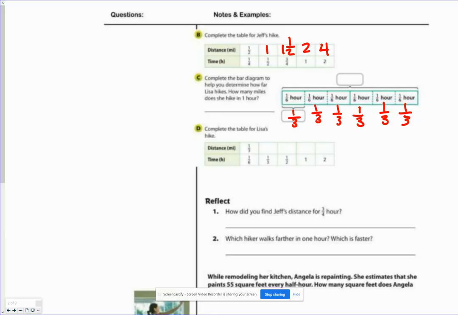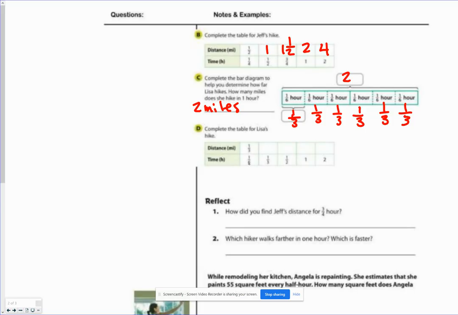Okay. Well, how far is that? Well, 1/3 plus 1/3 plus 1/3. That is how far? That's 1 total mile. So that must mean that these 3, 1/3 plus 1/3 plus 1/3, equals 3/3, which is 1 total mile. So 1 plus 1 is a total of 2 miles. So after 1 hour, she goes 2 miles.